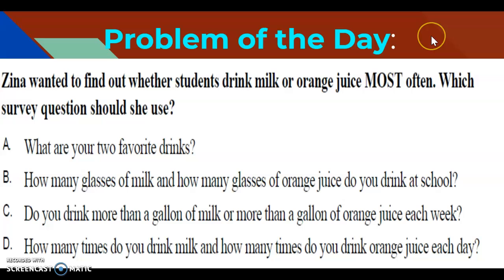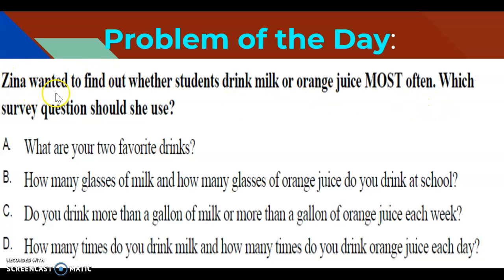We're doing a problem of the day. And our problem of the day is actually a question that was taken from our Unit 1 assessment last week, because I think many people had trouble with it.